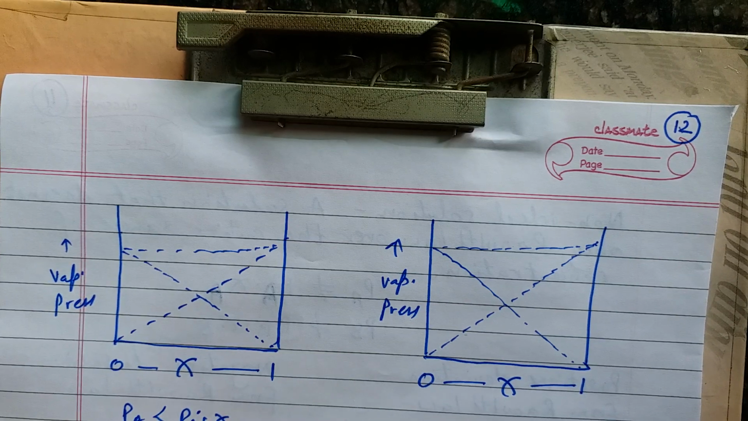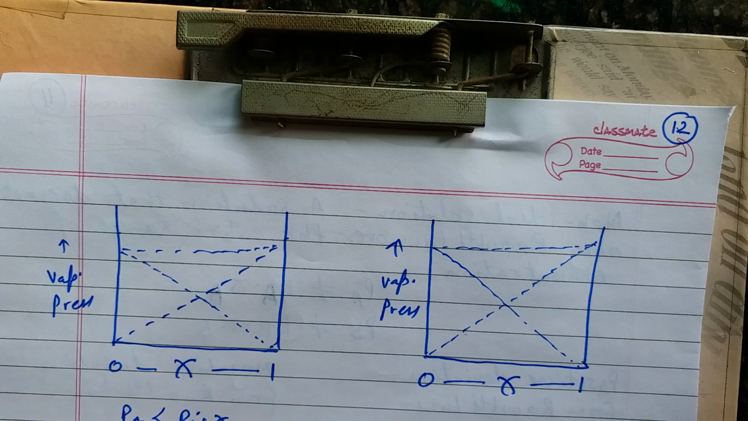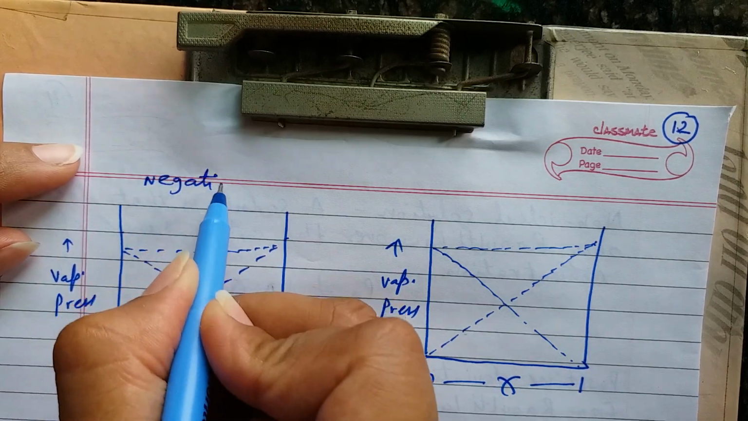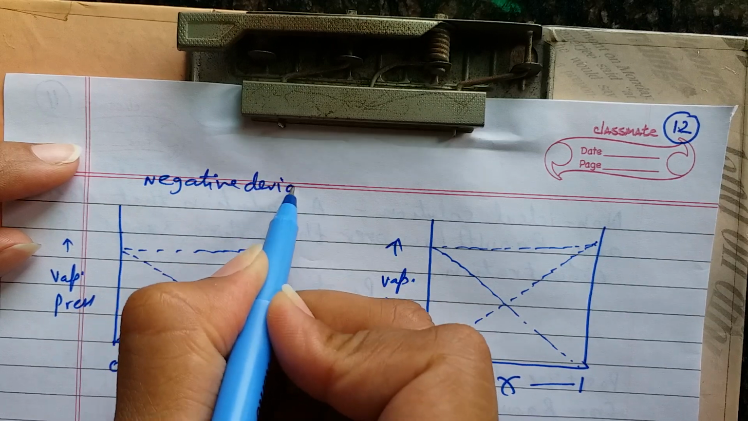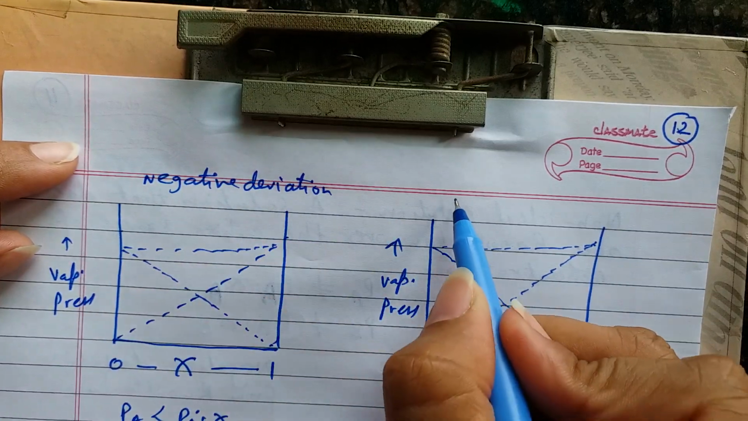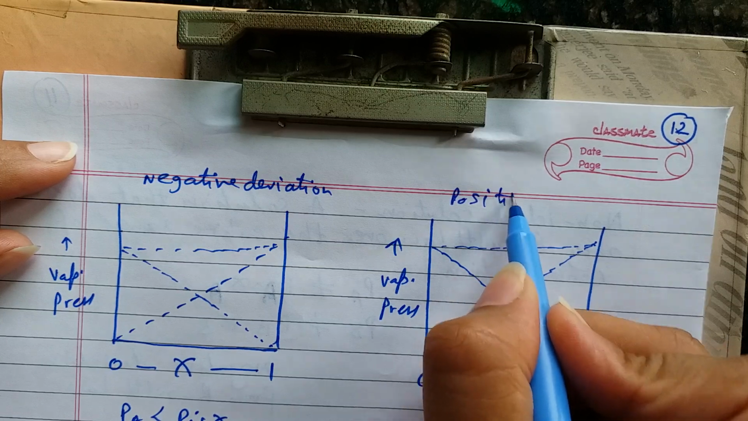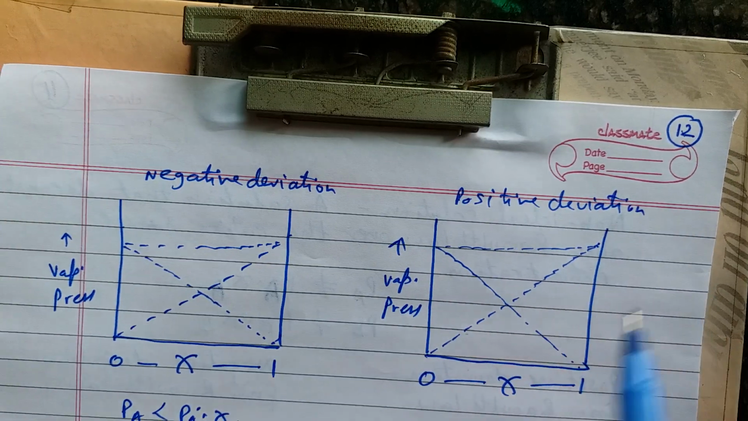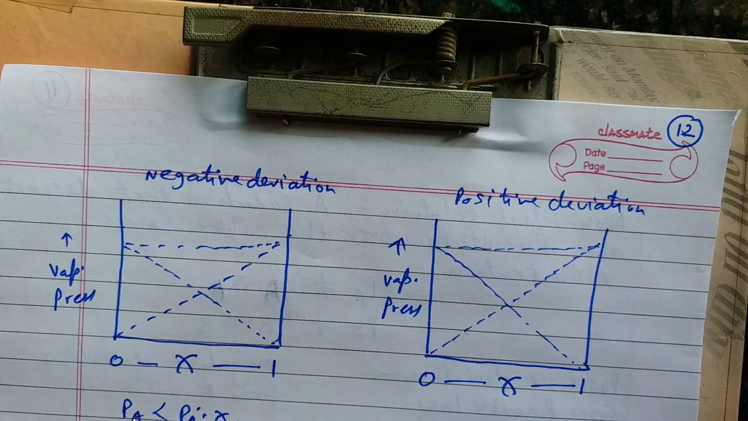I'm sorry, or we can do it this way. Let's write this as, let's take this as negative deviation, then there won't be any problem. So this is for negative deviation, and this one we will consider for positive deviation. In negative deviation, the actual pressures which we expect are less than the product of P naught A into chi A or P naught B into chi B.